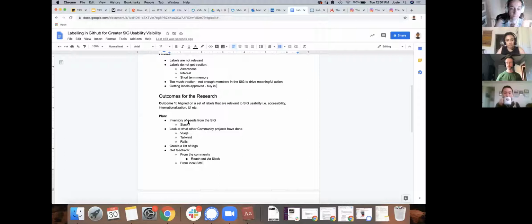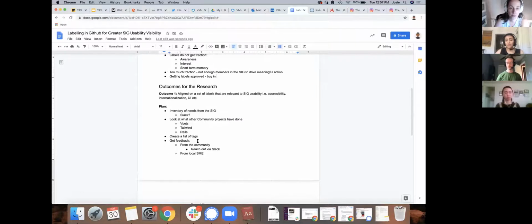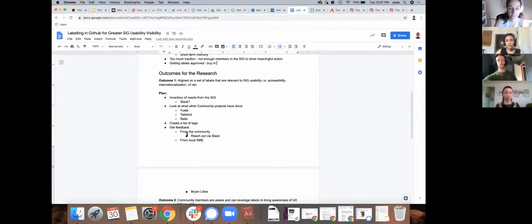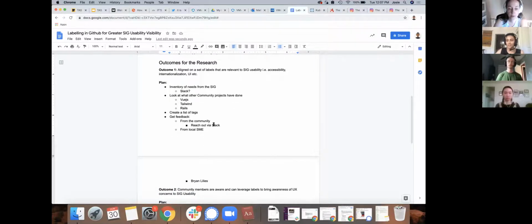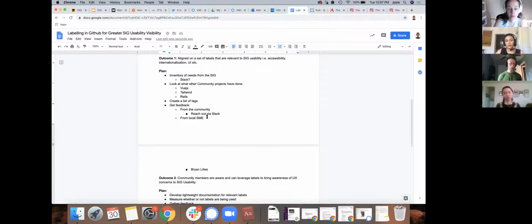So the plan is to create an inventory of needs from the SIG, possibly reaching out to folks on Slack, and look at what other community projects have done. The recommendations I've gotten are Vue.js, Tailwind, and Rails. Then create a list of tags and get feedback from the community, again via Slack, and also from local subject matter experts. And I was thinking of Brian Lyles.